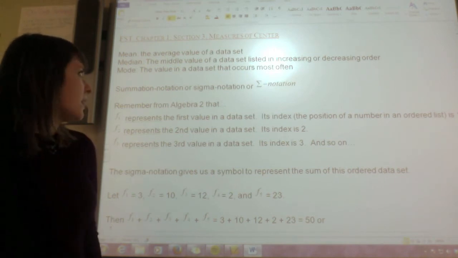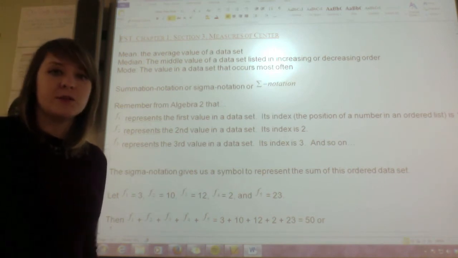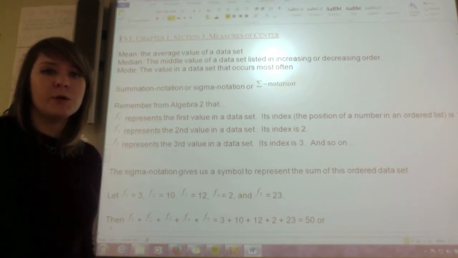Okay, the mode is the value in a data set that occurs most often or most frequently. You can have multiple modes or you can have no mode.